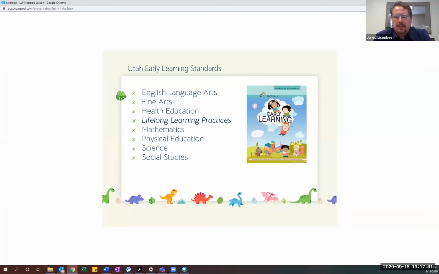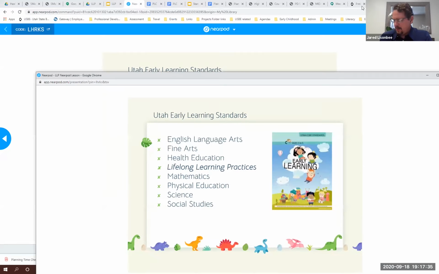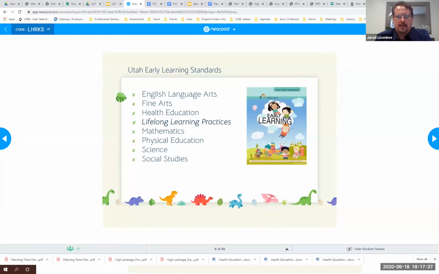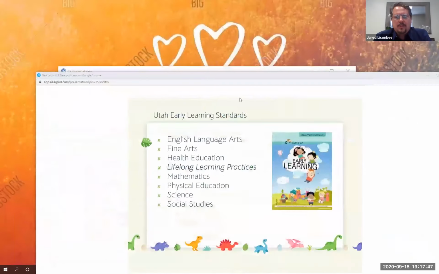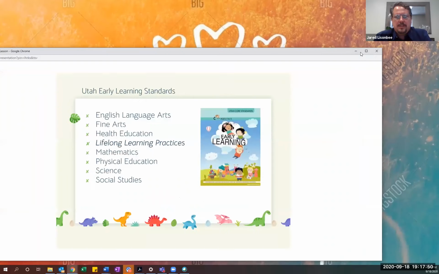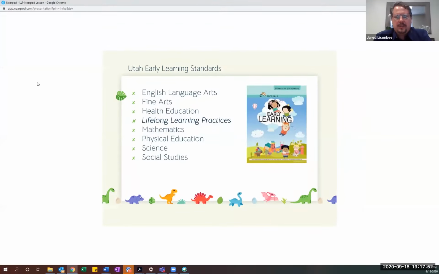So as you're looking at vertical alignment, just keep in mind that the lifelong learning practices are really only in the early learning standards. I would love to see them creep up into the other standards, but as of now, that's where they are. A lot of the discussion centered around really the importance of lifelong learning practices in early childhood education. So if you could advance to the next slide, Jamie.